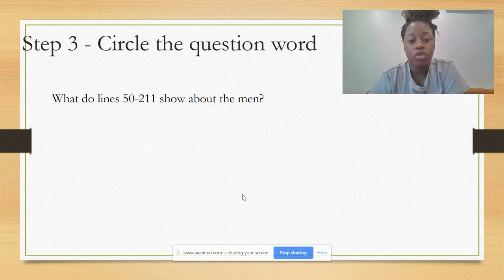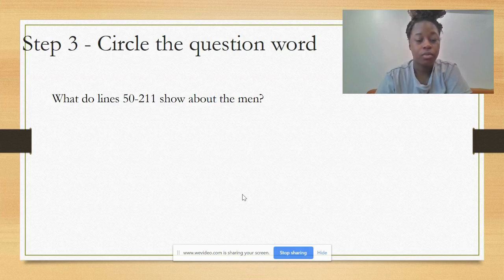Now let's move on to circling the question word. Take the time now to go ahead and jot down the question. Now that you have the question written down, let's circle the question word. Go ahead and circle the question word now.